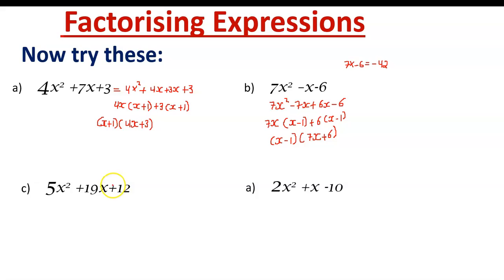5 times 12. 5 times 12 is 60. Two numbers that when I times them give me 60, and when I add them give me 19. That must be 15 and 4. So 5x squared plus 15x plus 4x. Look, add them, they give you 19. Times them, it gives you 60.